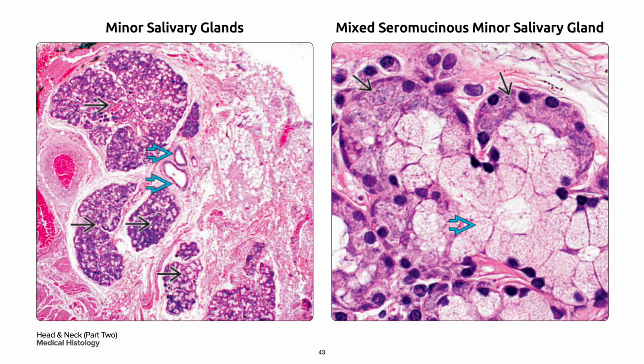On your right is a high-power view of a seromucous gland showing the distinct mucous cells in a bold blue arrow filled with basophilic mucin and associated serous granular demilunes in single black arrow.